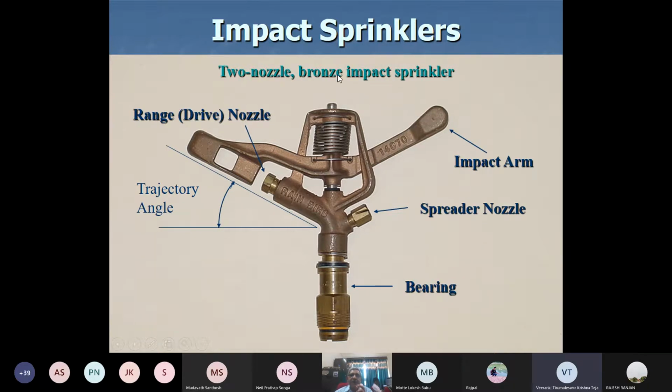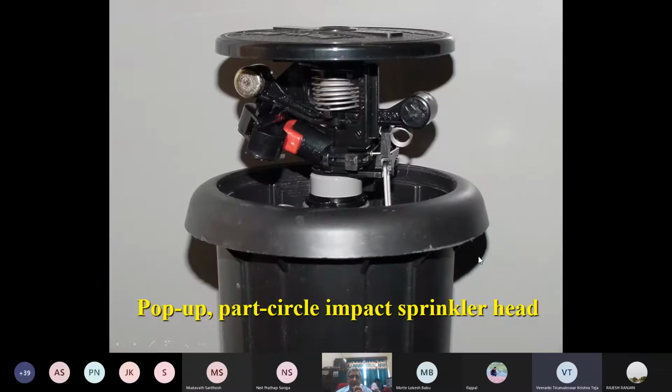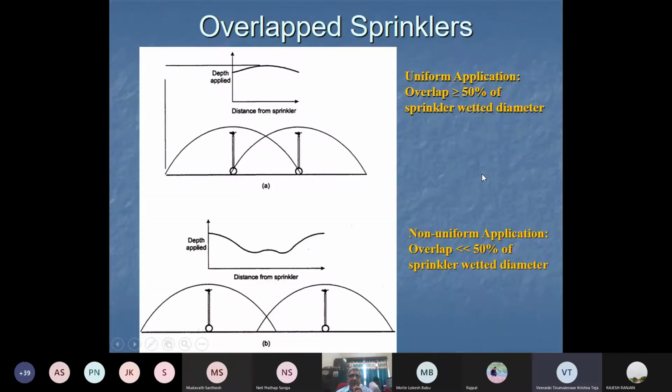So this is an impact type of sprinkler nozzle, an impact type of sprinkler. This entire assembly is known as a sprinkler head. More than 100 companies manufacture sprinkler nozzles. These are the different types. This is one company name, that is the Rainbird company. Now in India there are quite a good number of companies that manufacture these sprinkler heads. This is a pop-up sprinkler, mainly for irrigating lawns, etc.